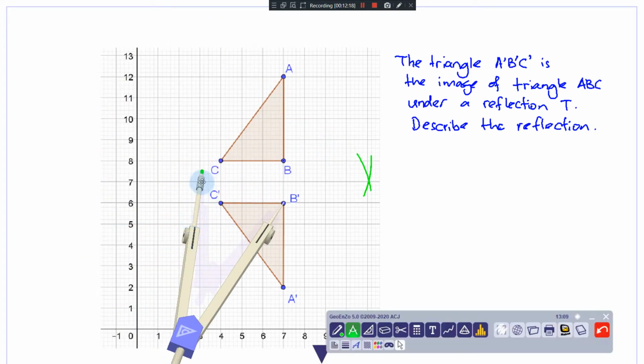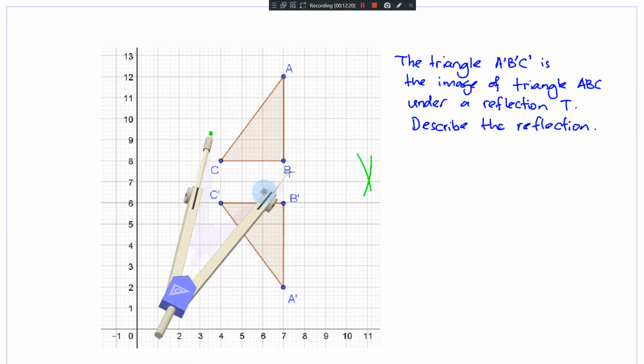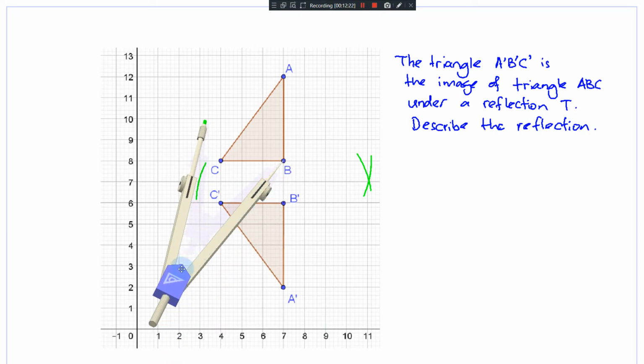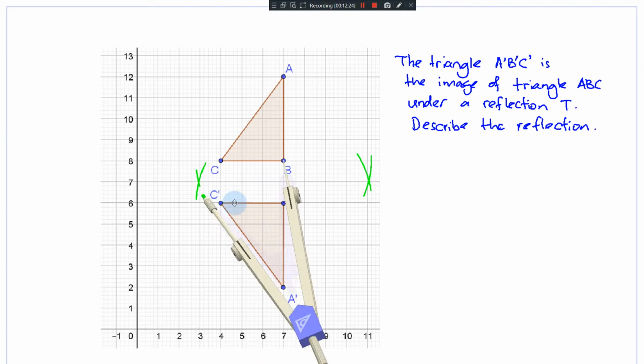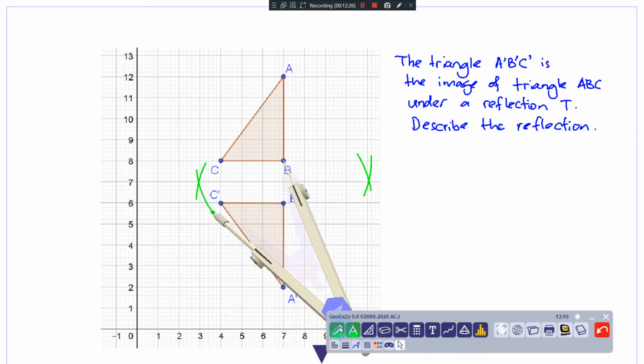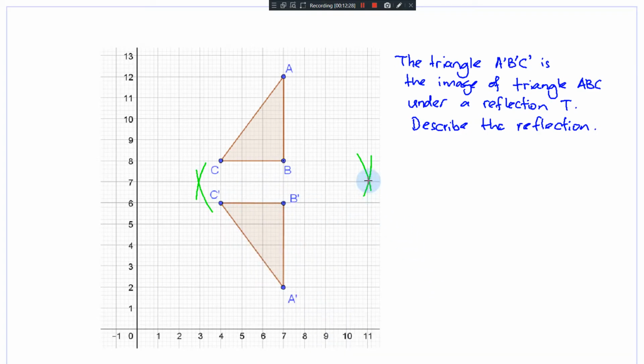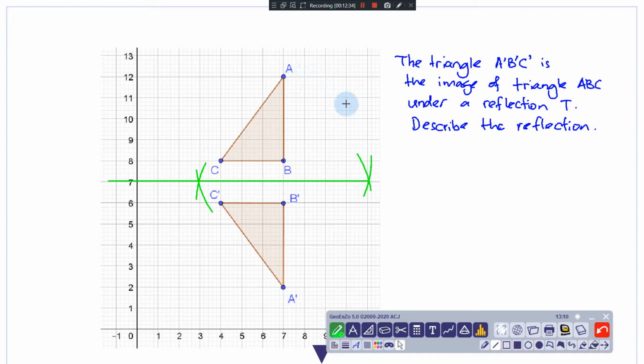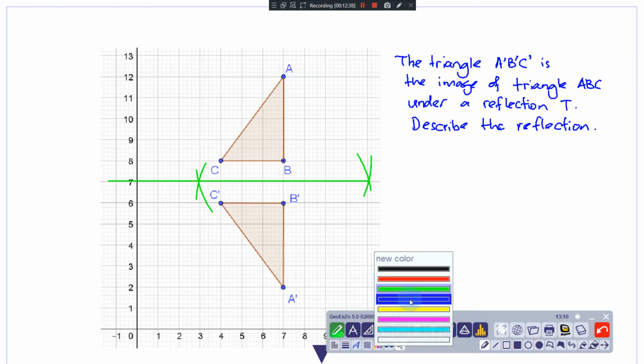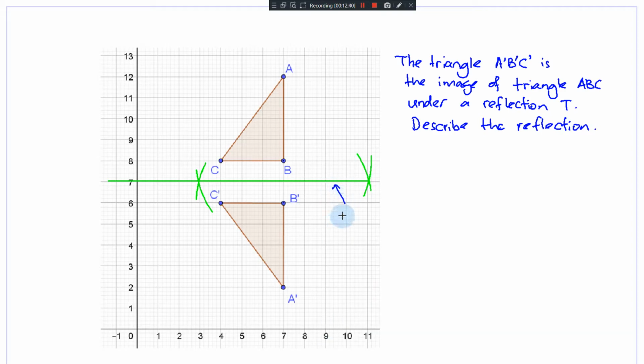Then do the same thing here. Remember, don't change the width. Okay. And the next step is just connect these two points together. Okay, so this is the axis of diffractions. This is the axis of diffractions.